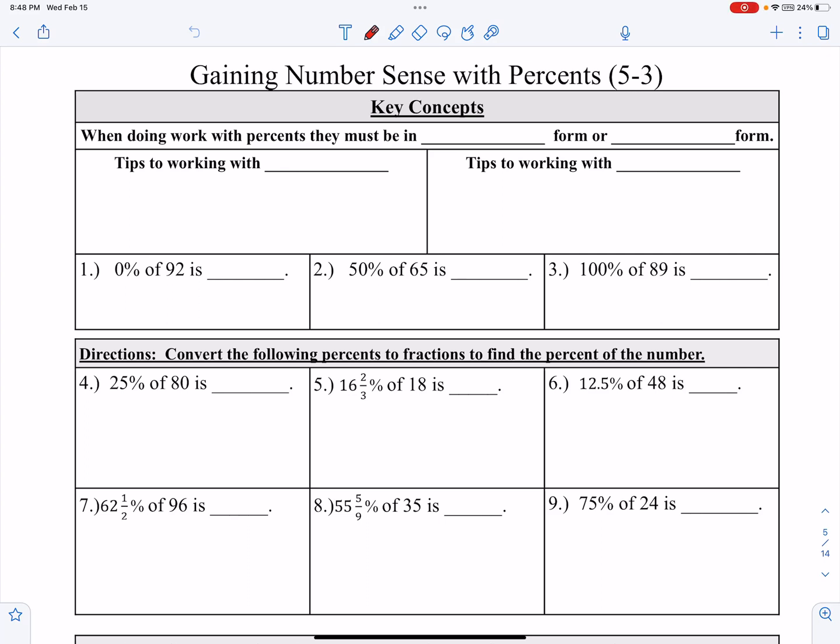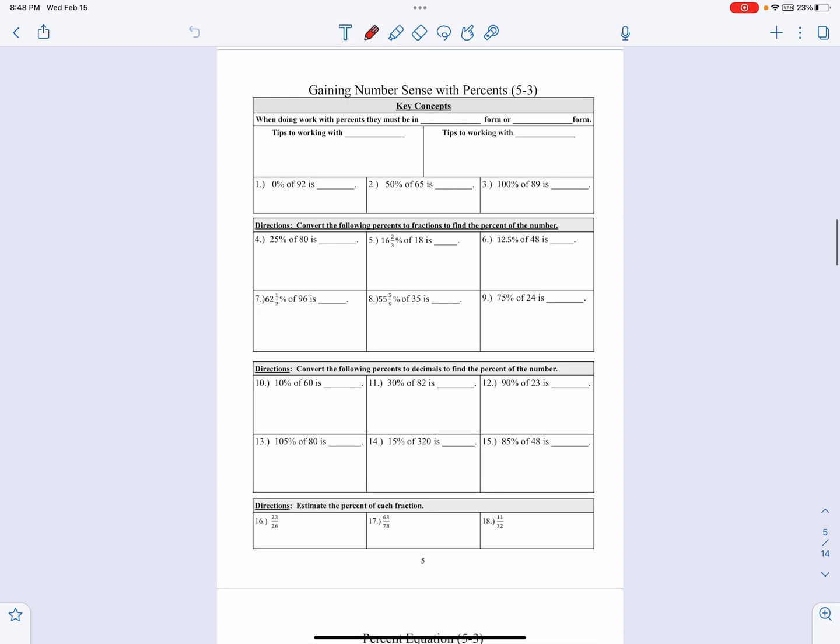All right, let's go ahead and take a look at your next lesson, which is gaining number sense with percents. The focus for today is going to be trying to understand how to use mental math with a lot of these percents, and this concept of just understanding how this works with having a percent of a number.